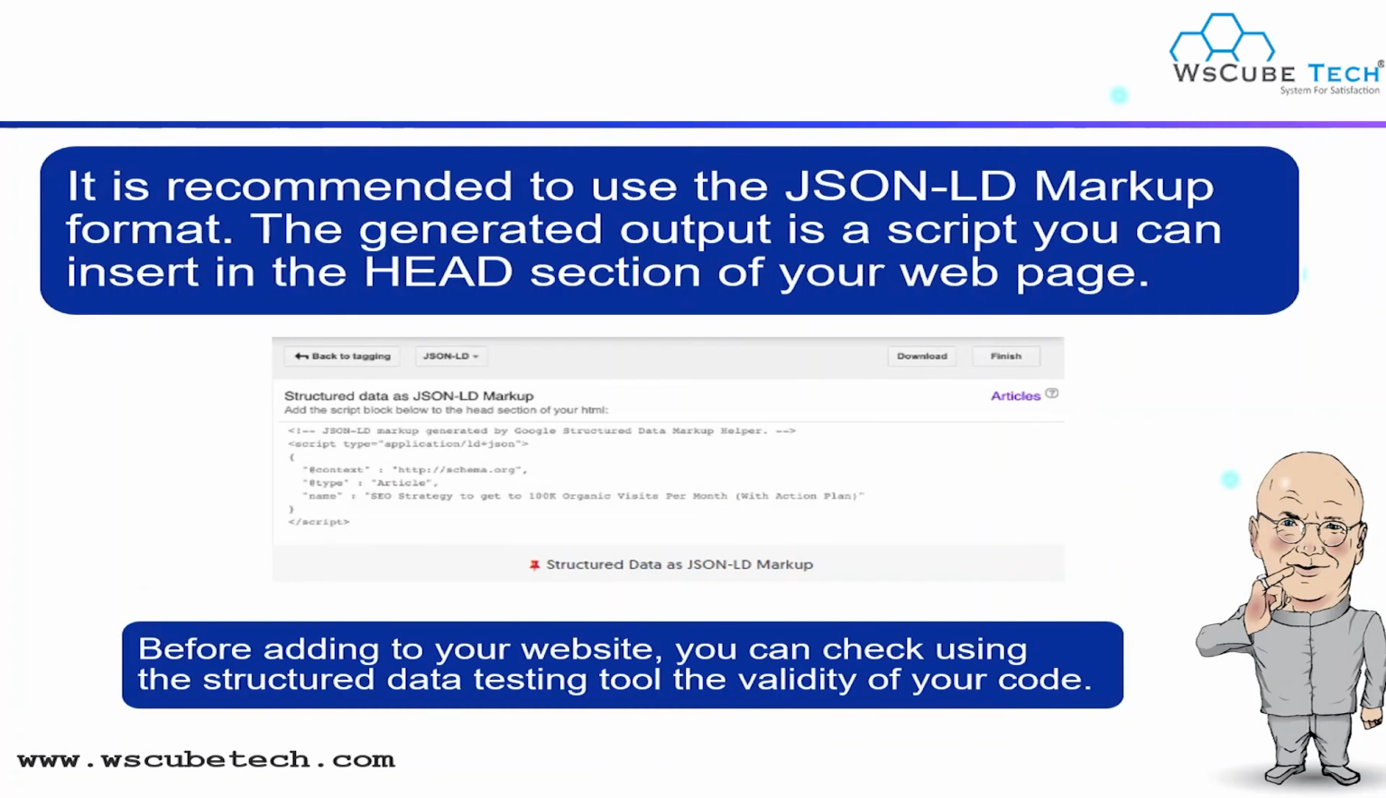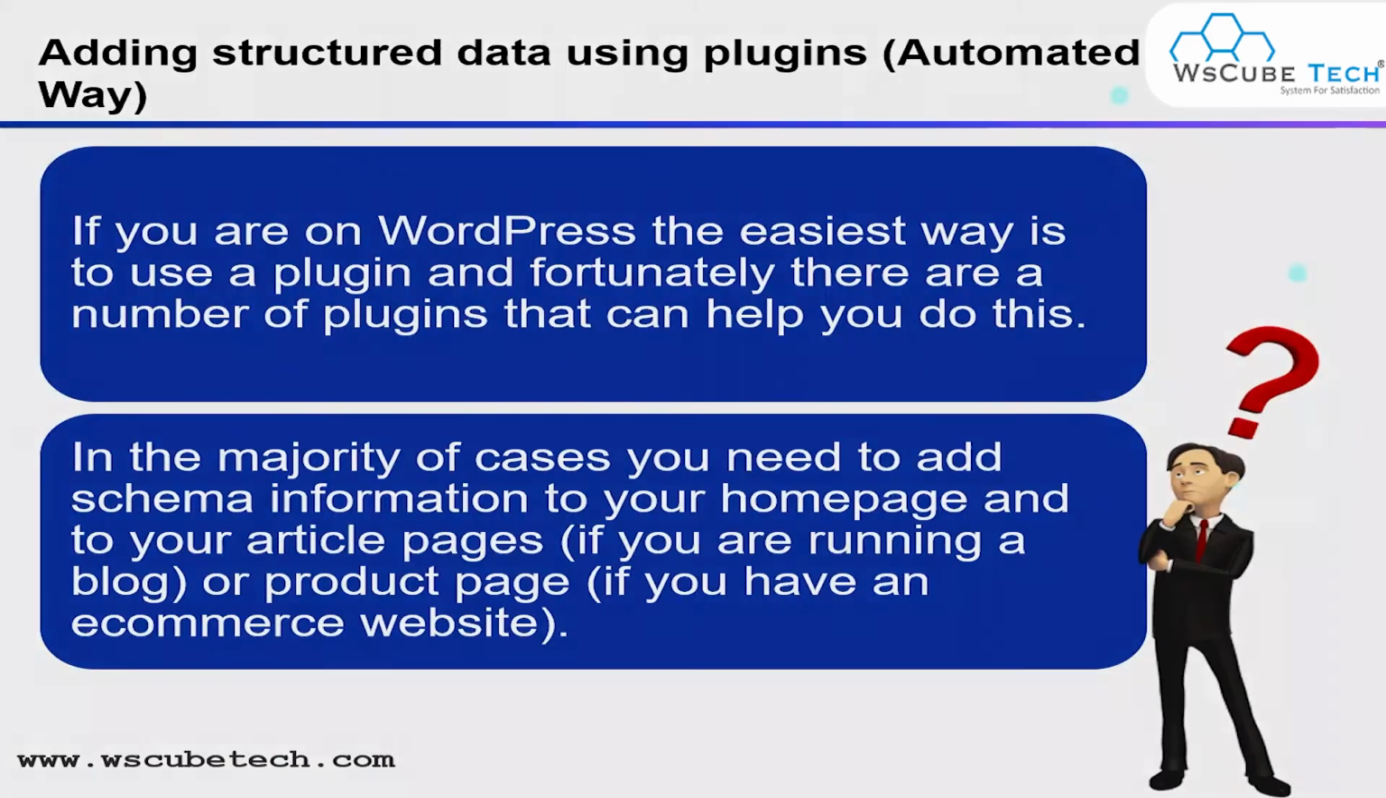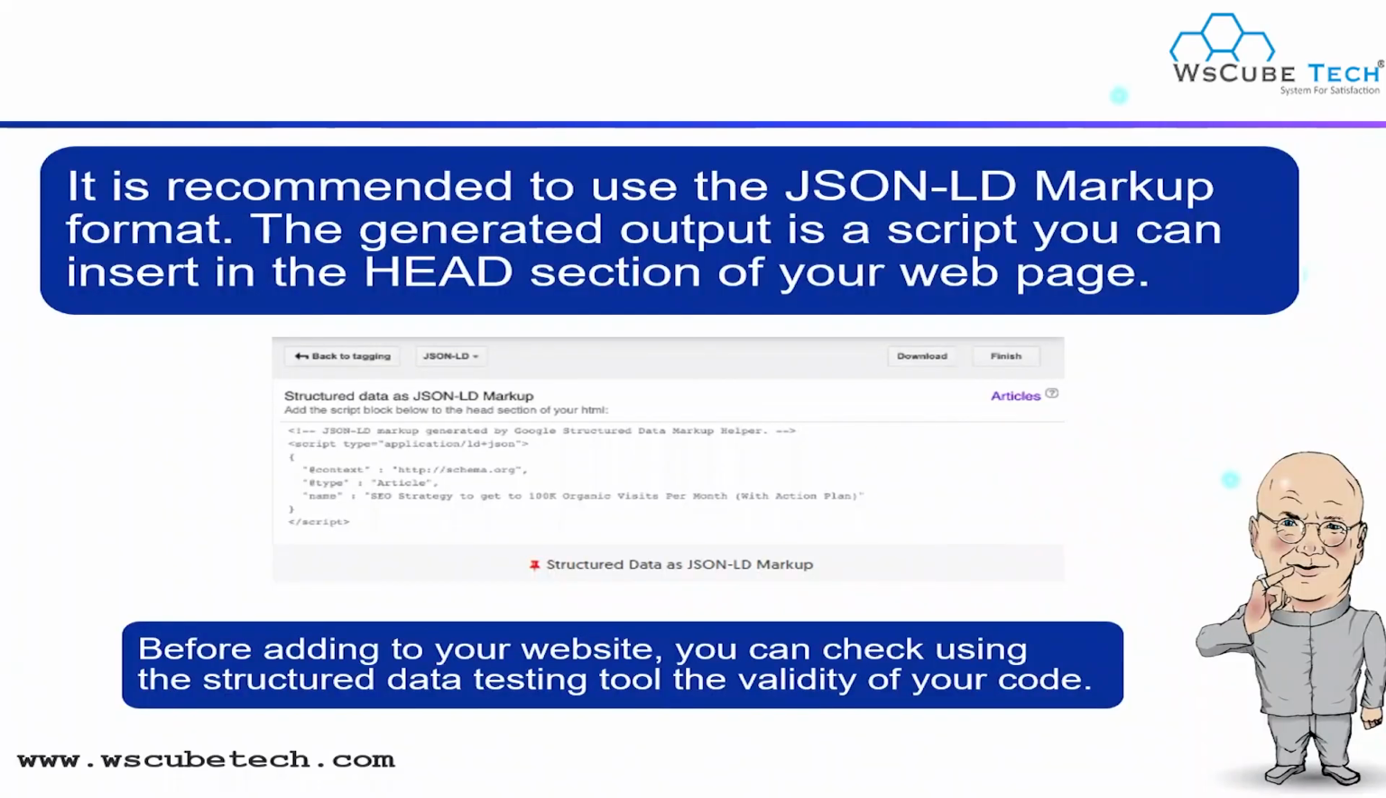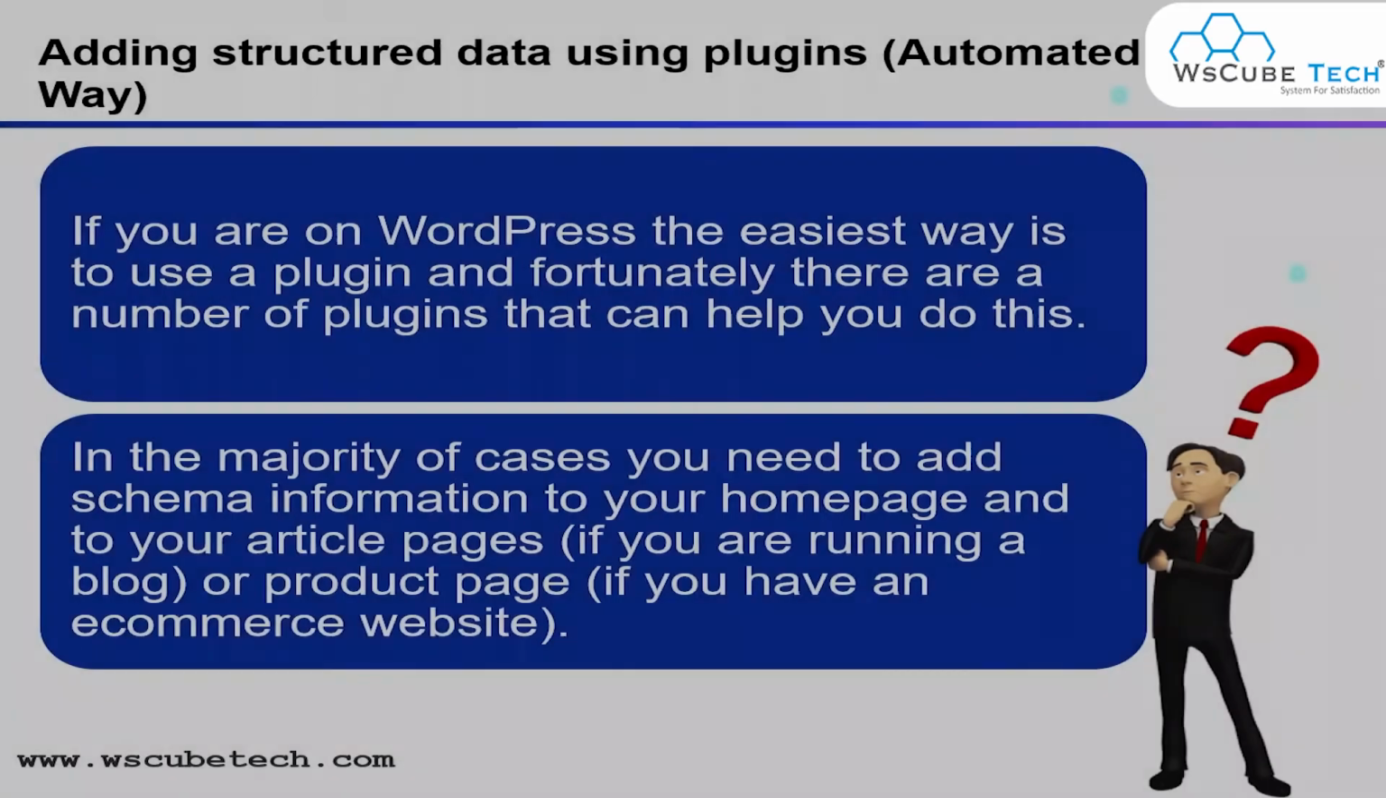Then it is recommended to use the JSON-LD markup format. The generator output is a script you can insert in the head section of your web pages. Just before adding it to the website, you can check the validity of your code using the structured data testing tool. So for checking the validity of your code, here we can take help of the structured data testing tool.